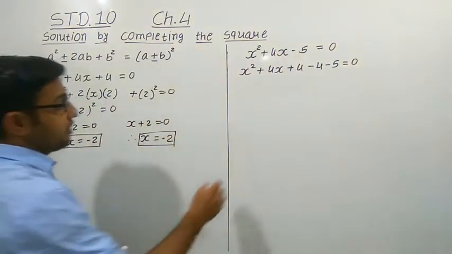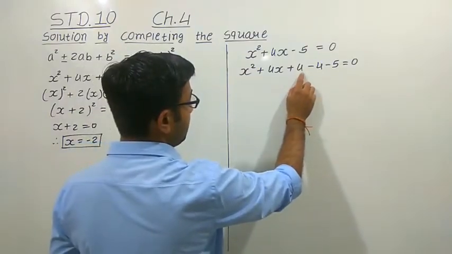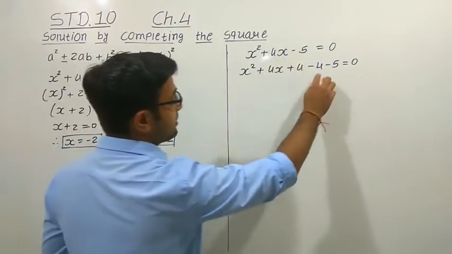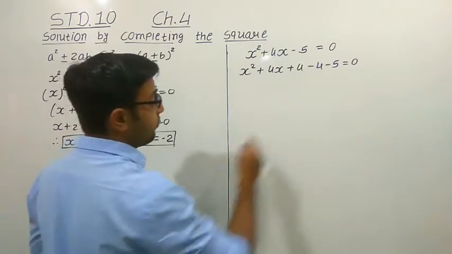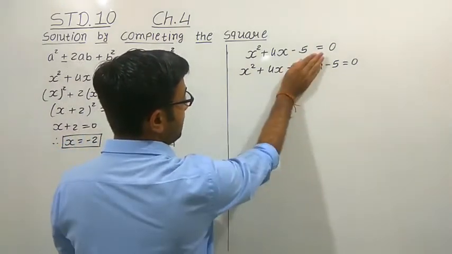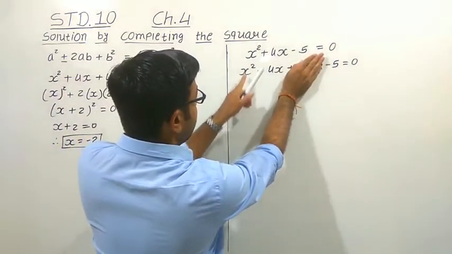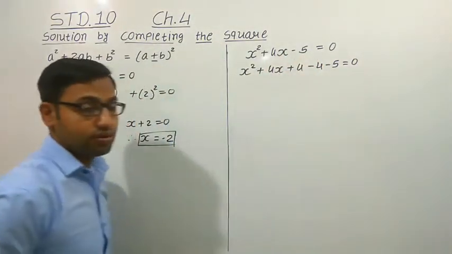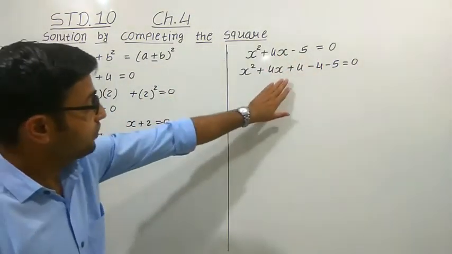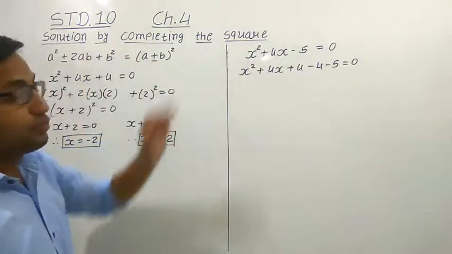So what do we do here? Whatever the required number is, we add it, and at the same time we also subtract it, so that the 4 and the 4 cancel each other out. Only the remaining 3 terms are x square plus 4x minus 5, that is equal to 0. So this is why we do it, because we want to complete the square.